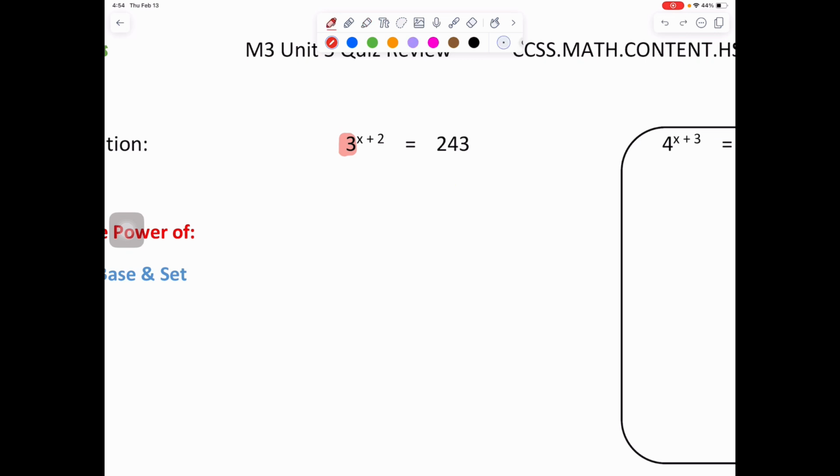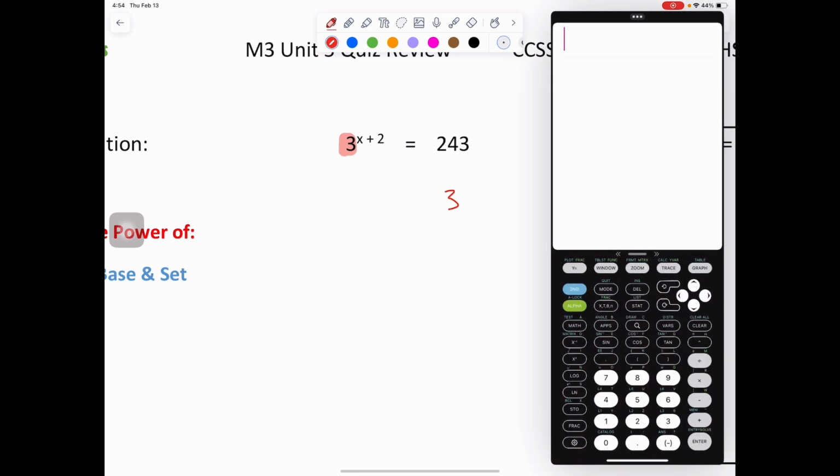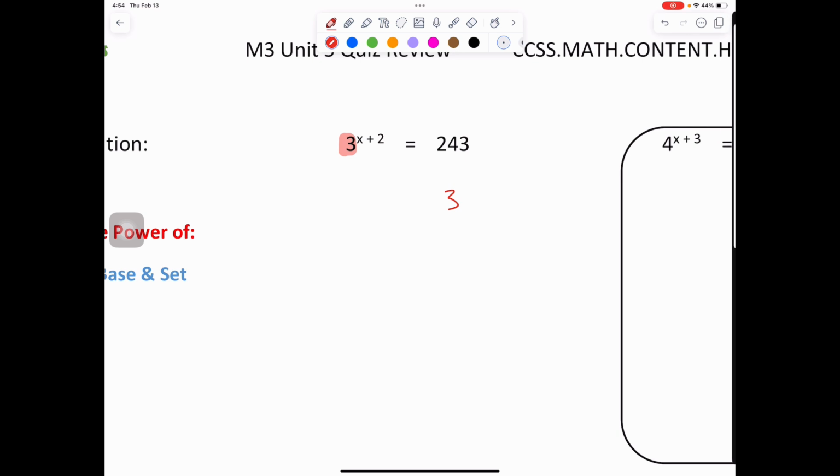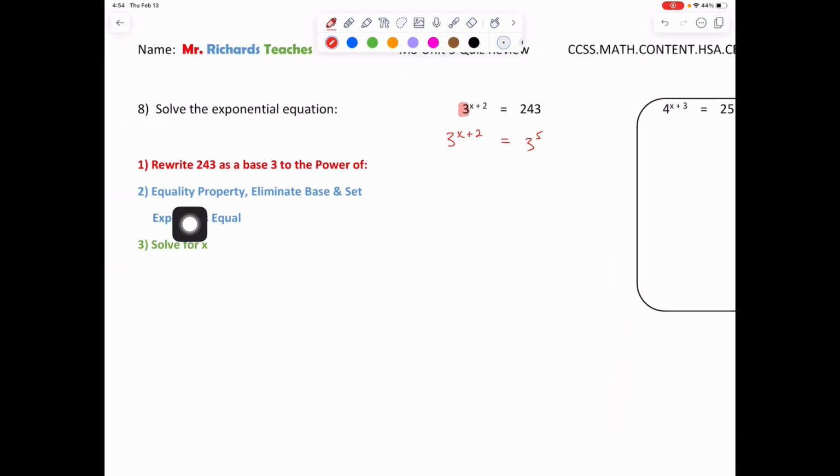So let's write our base of 3. And then we wonder, what's it going to equal to get to 243? Well, let's try 3 to the power of 5. Ooh, it works. 3 to the 5th power. If you're stuck on your practice, use your calculator. And then I'm going to copy down this 3 to the power of x plus 2, bring down our equals, and move on to step 2.